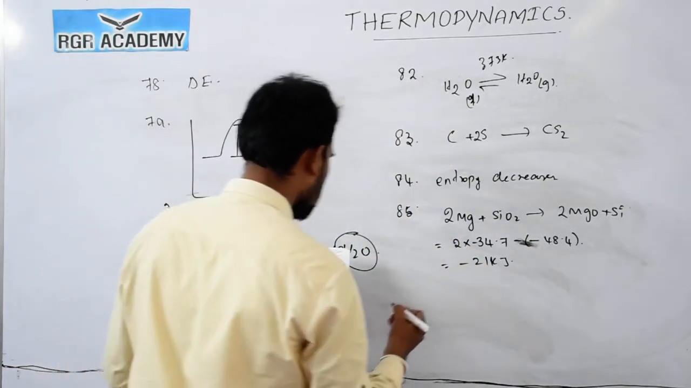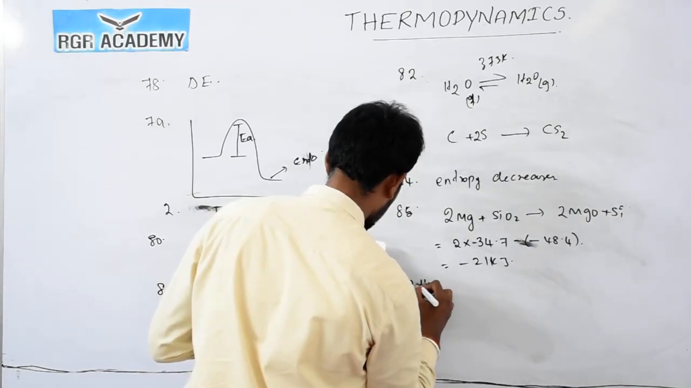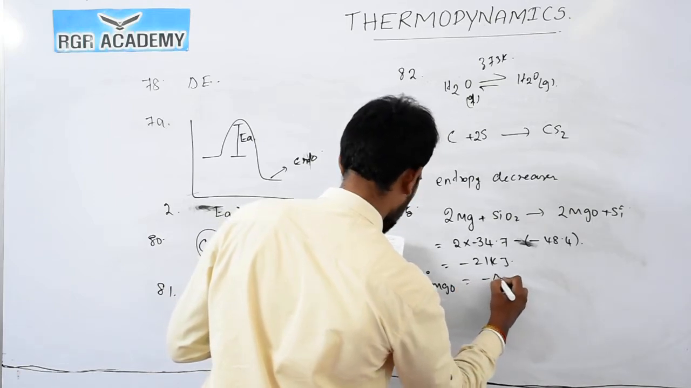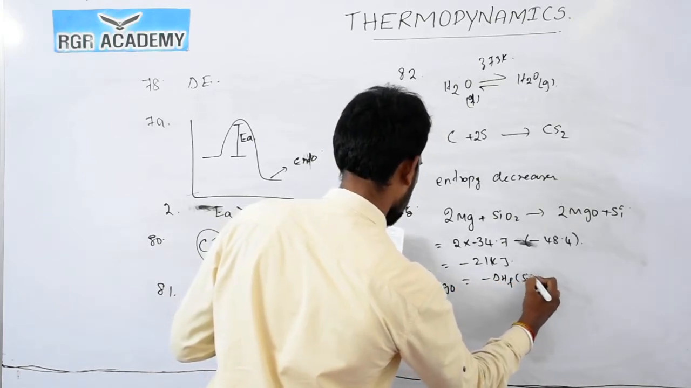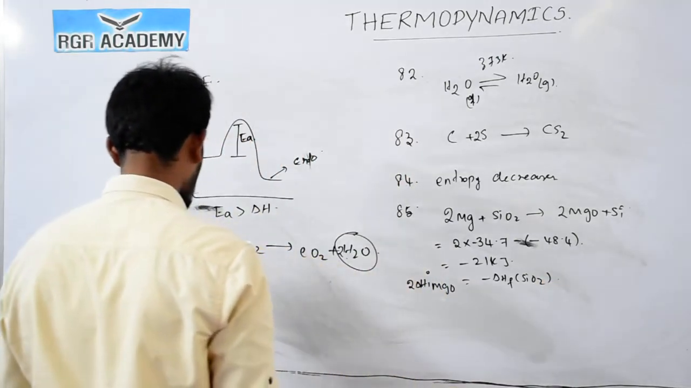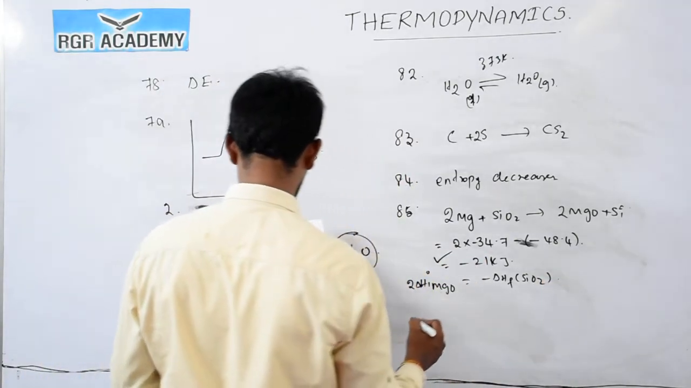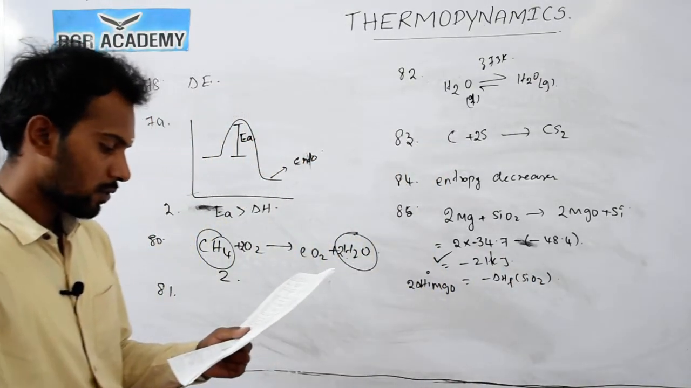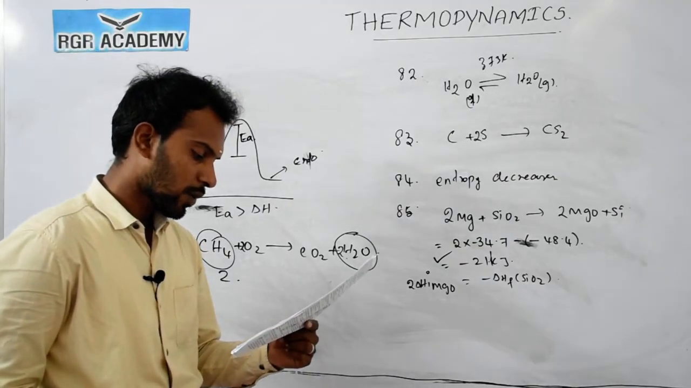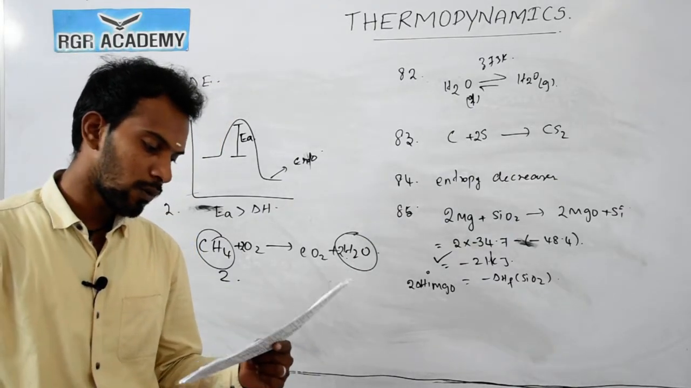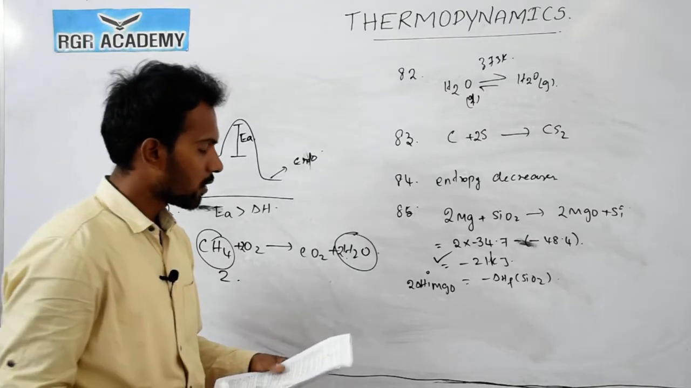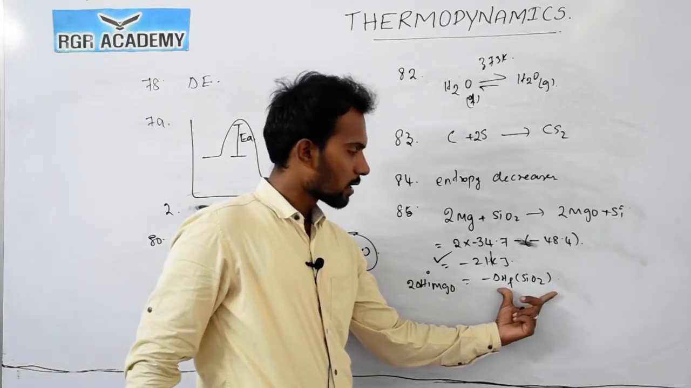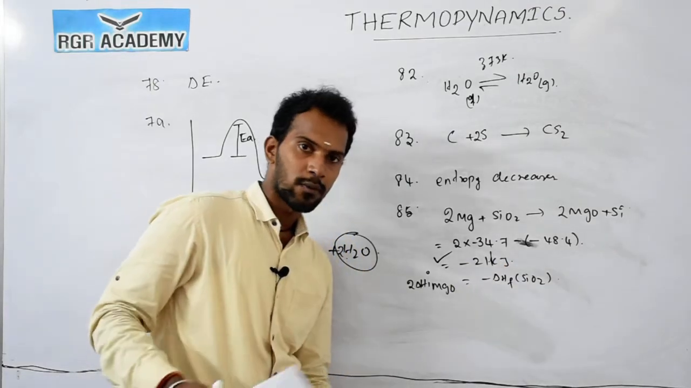So we can say that the enthalpy of MgO is equal to minus the enthalpy of SiO2. So the answer is minus 21.1 kilojoule, because 2 moles of MgO correspond to 1 mole of SiO2. Due to this, the 2 moles of MgO and 1 mole of SiO2 will be equal. So the answer is 21.1 kilojoule.